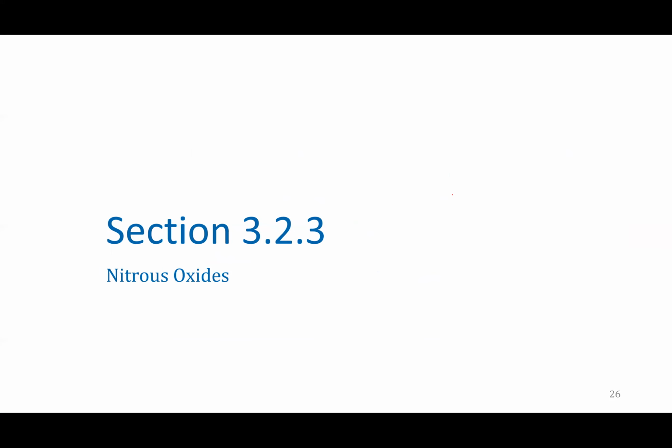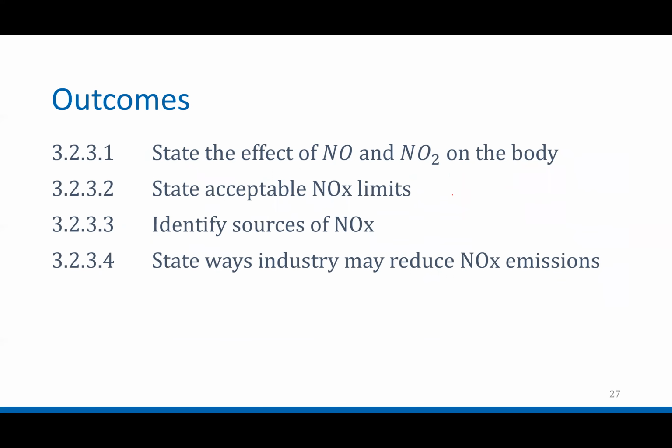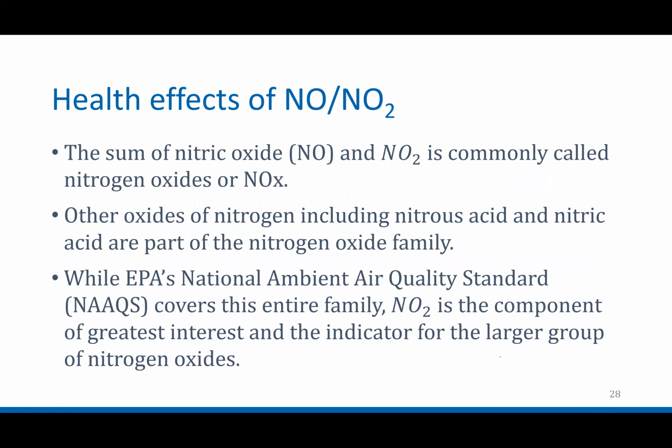So section 3.23, we're going to look at the last gas. We will talk about the effect of nitrous oxide, so that includes nitrogen monoxide and nitrogen dioxide, on the body. Talk about limits, talk about the sources, how do we reduce emissions? You can imagine here what we can do. I'll put a little winky face, right? How do we reduce emissions? Lower fossil fuel consumption.